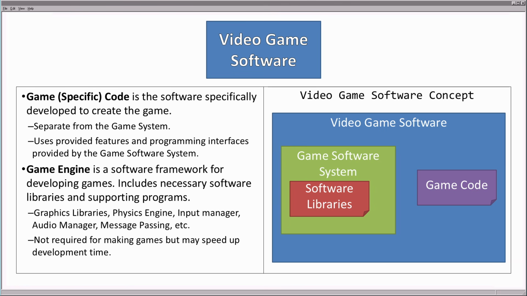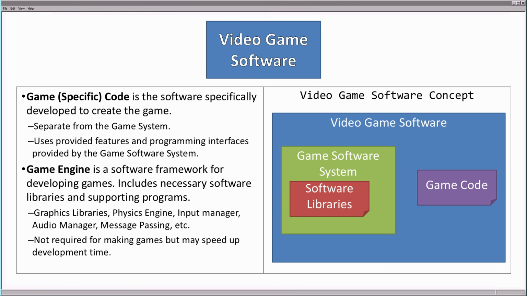A game engine provides many of the features common in most modern games. We do not need a game engine to make a game, but as a developer, it can speed up the process. We keep in mind that game-specific code is the software specifically developed to create a game. It is separate from the game software system. Most commonly, it uses provided features and programming interfaces provided by the game engine.